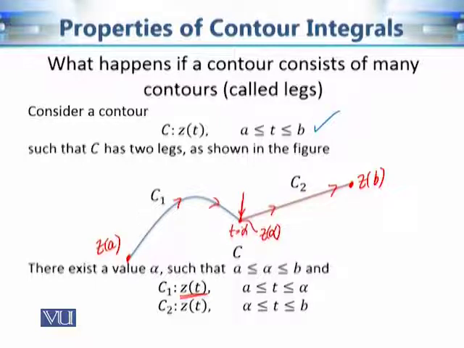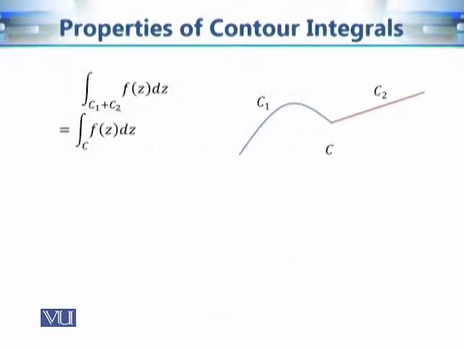And similarly, if you want to write down the parametric representation of C2, then this is going to be equal to Z of t, but this t varies from alpha to b. So this is the initial point of C2, and the final point is when we put t is equal to b in function Z of b. Now let's see what's going to happen.